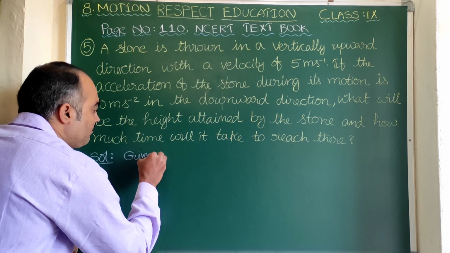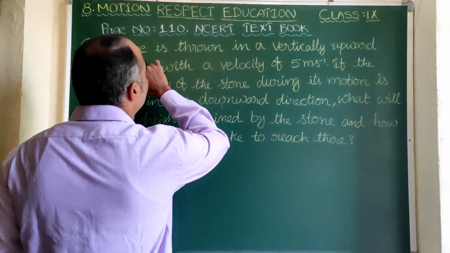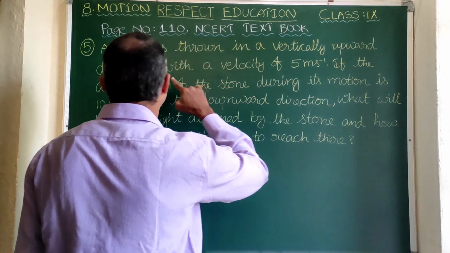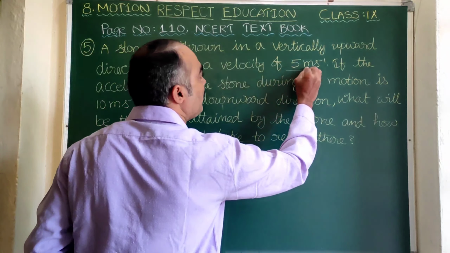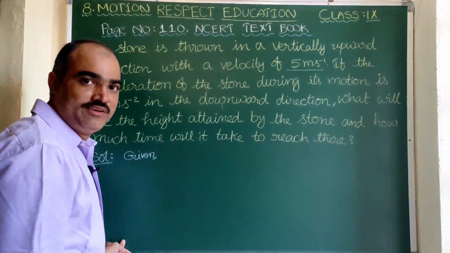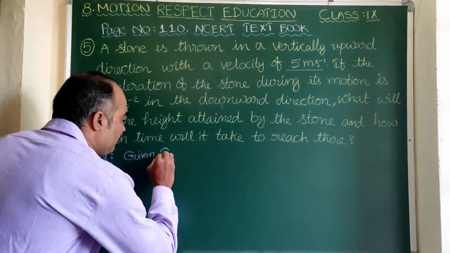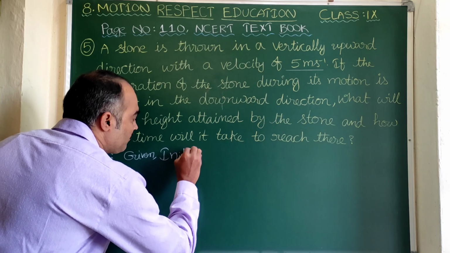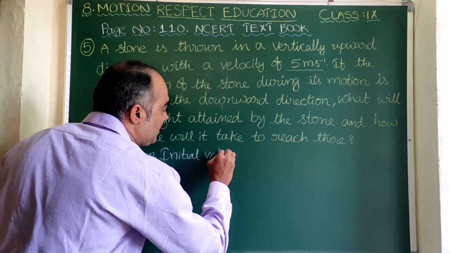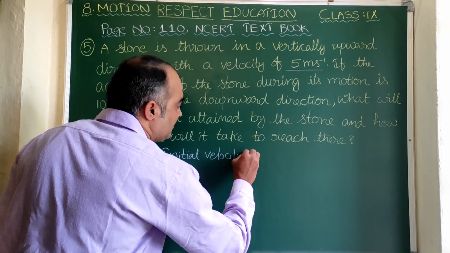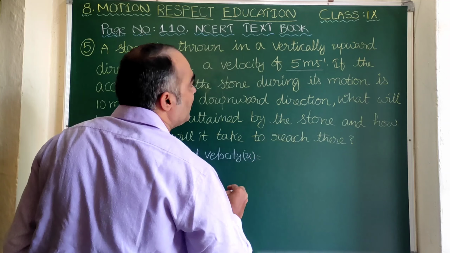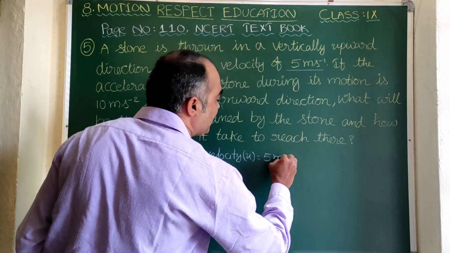Given: a stone is thrown in a vertical upward direction with a velocity of 5 meter per second, that can be taken as initial velocity. Initial velocity, that is u, can be taken as 5 meter per second.